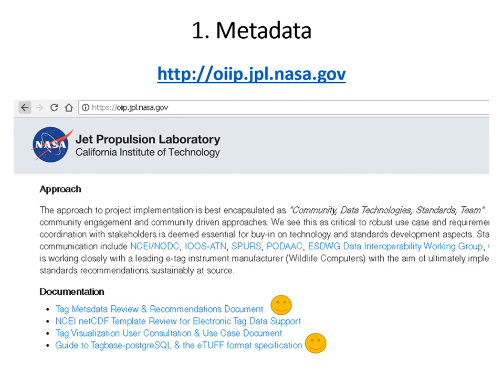The easiest way to learn about how we implemented metadata is going back to our OIIP website and look under documentation, the first document. You see a smiley face here. That's the one that will describe what we did to handle electronic tag specific metadata. And also on the same website, you can find a more detailed document that goes into what we are trying to describe here in the eTUFF.